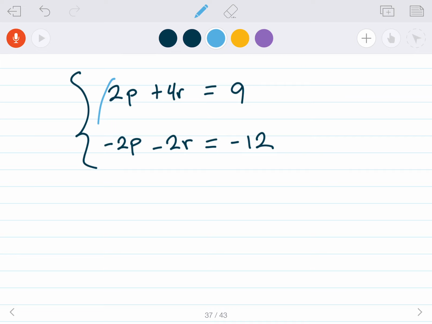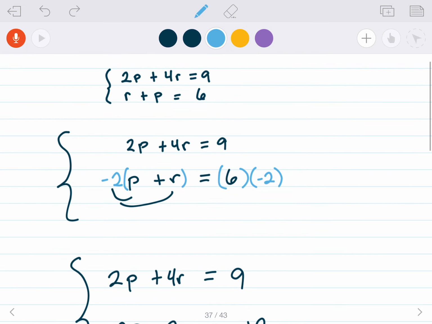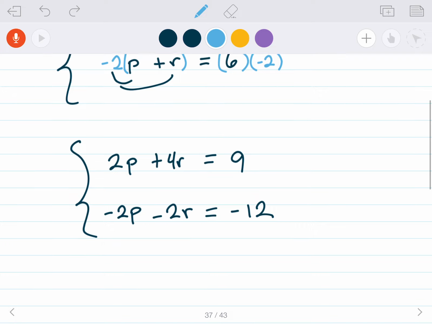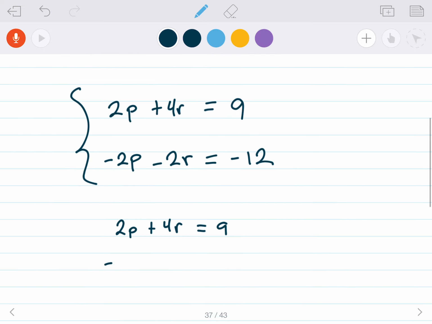I want to eliminate p since I have equal and opposite coefficients. You could have done the same process to get a -4r if you multiplied both sides by -4, but I chose -2. So step 2 at this point: I'm going to take both of my equations and just add them straight down to eliminate the variable p.